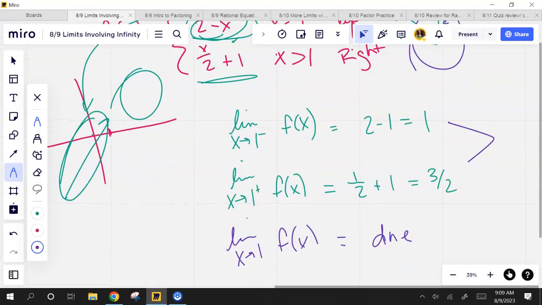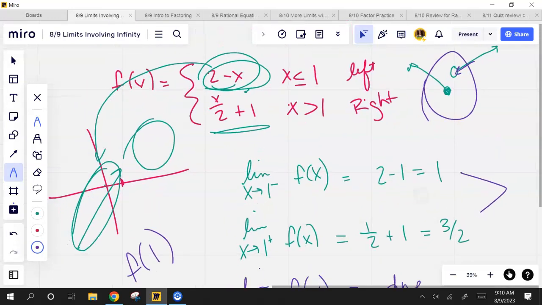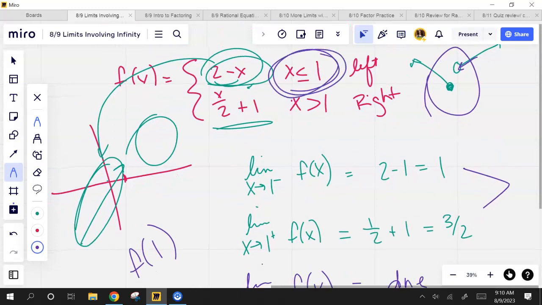And then the last one asks you for f of 1. So this is where you're going to look at which one is it included in and which one is it not. So if I look here, this is the one that includes 1, not this one. So I use this equation. So it would be 2 minus 1, which is 1.